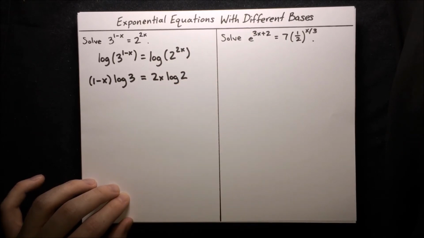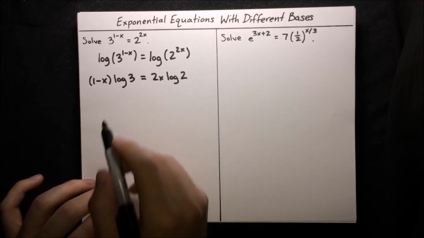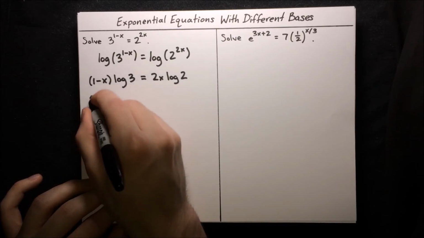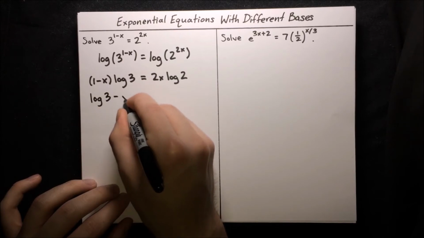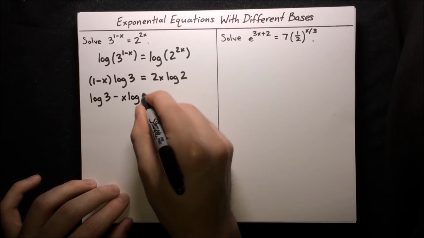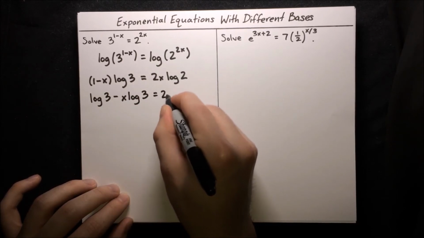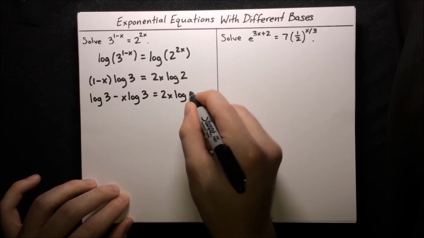And now we just need to go ahead and solve for x. So let's distribute this log 3. We'll just get 1 times log 3 is log 3, and then minus x times log 3. That's equal to 2x log 2.